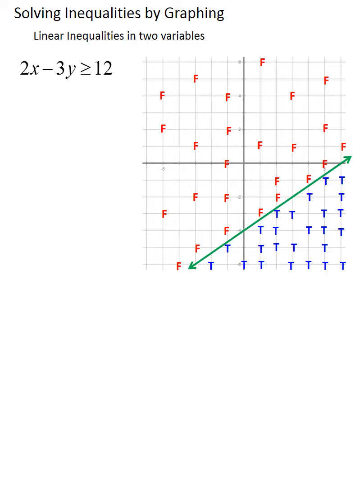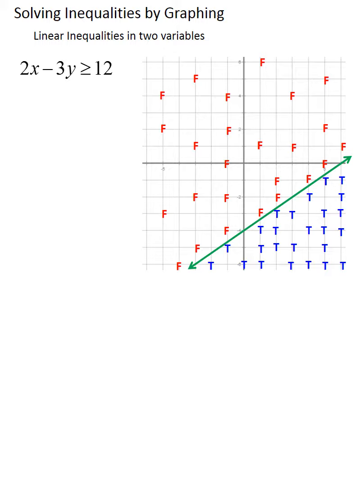Now, you wouldn't actually go through the arithmetic of trying this many points. It's horribly inefficient. But what it does show is that there seems to be a dividing line between all the truths and all the falses. And if we could find that dividing line, then we wouldn't have to go through this lengthy trial and error process.